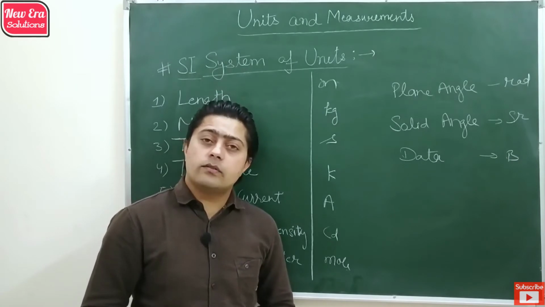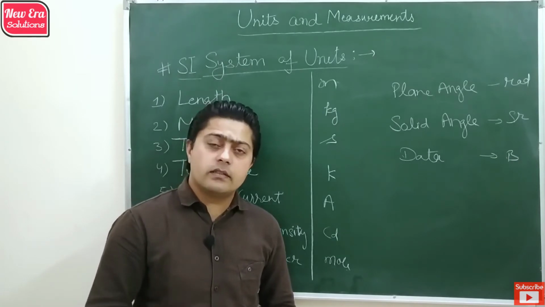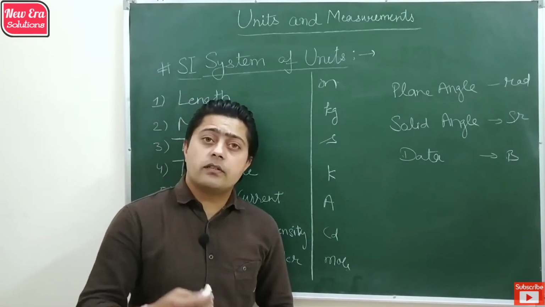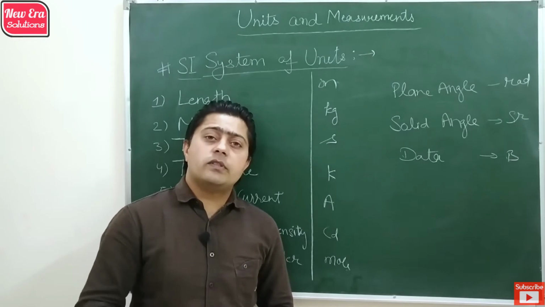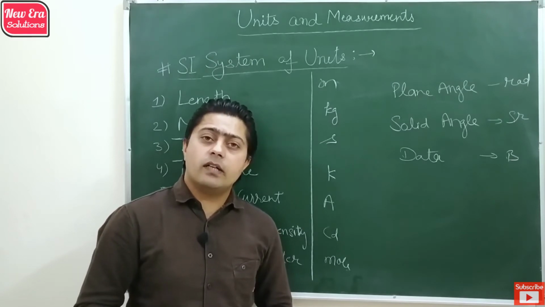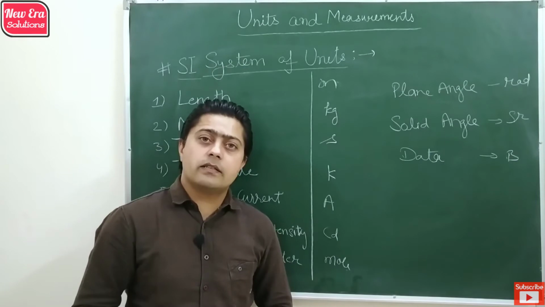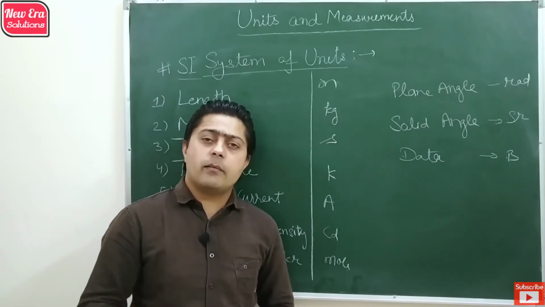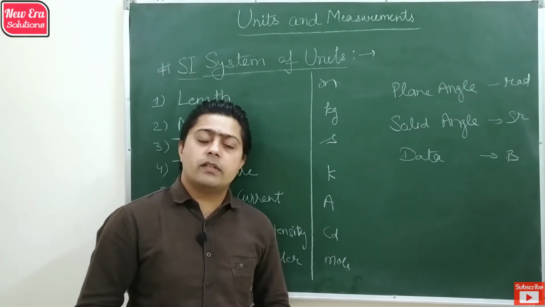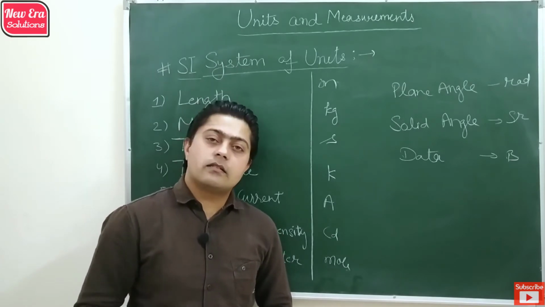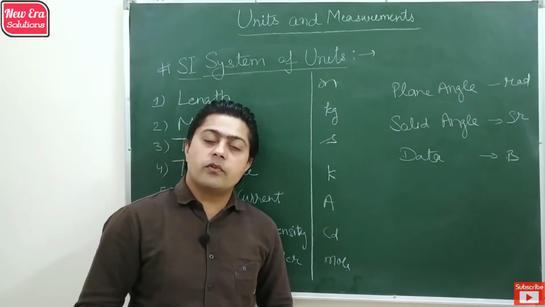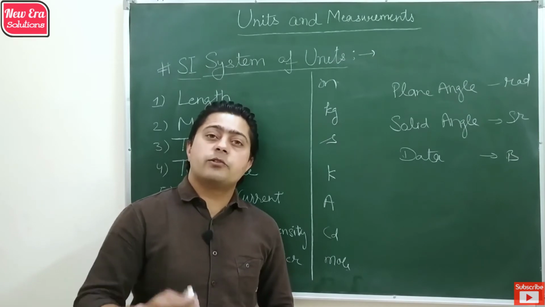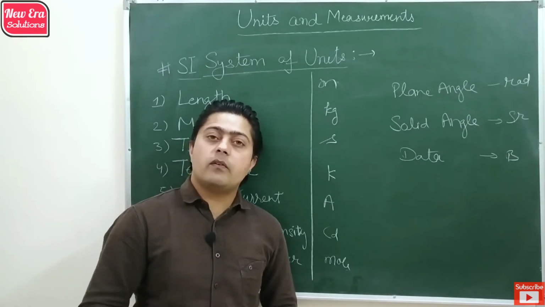The SI system also has certain advantages over other systems. First, it is universally accepted. Second, it is a rational system of units. That means a physical quantity may have more than one type, but their SI units are the same. Like there are so many types of energy: kinetic energy, potential energy, electrical energy, chemical energy, but their SI unit is joule. Third, the SI system of units is a metric system of units in which the conversion or the extension of the SI system is done in powers of 10.